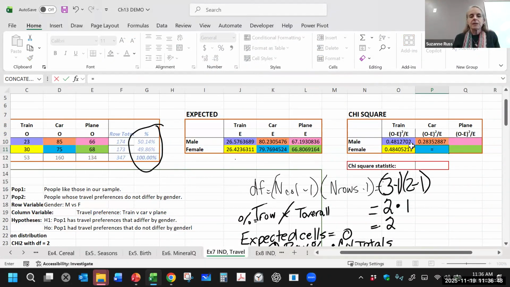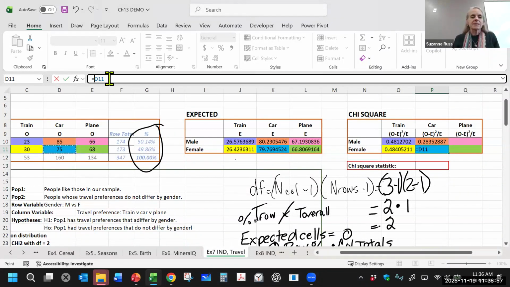Let's do another one. I'm going to do now the females who prefer car. I'm going to start by clicking in the O. And don't forget your parenthesis like I just did, because we're going to take the O minus E and square it. And then we're dividing by the E. So there's the formula: O minus E squared divided by E. D11 minus K11 squared divided by K11.